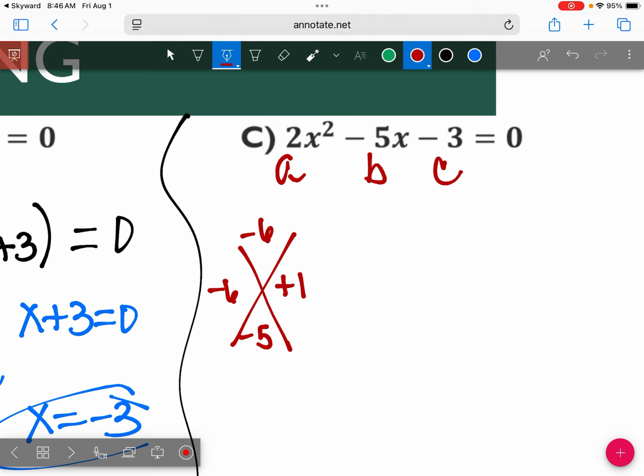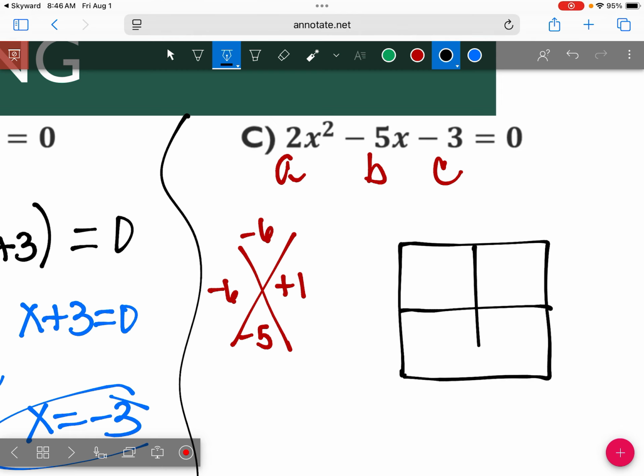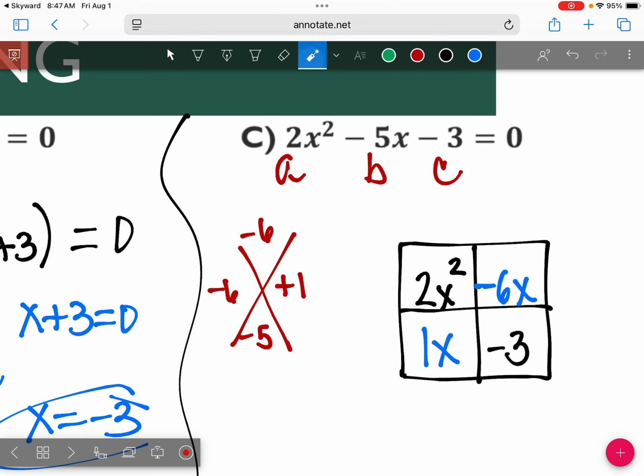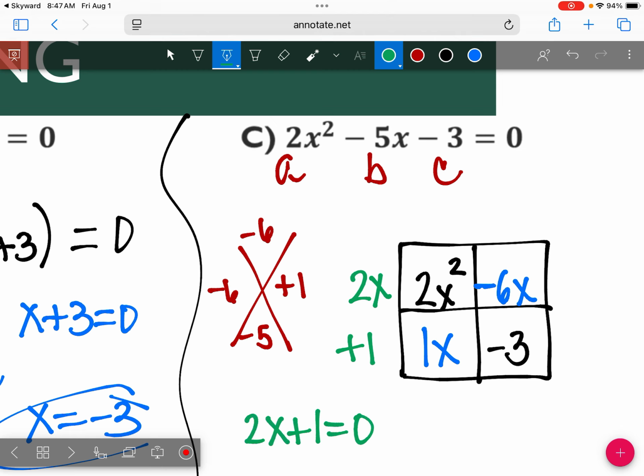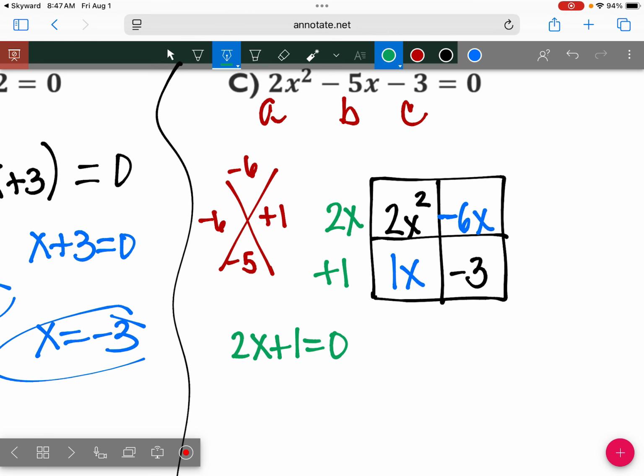Okay, so let's talk about the box first. If you do the box, the A goes here, the C goes here, no matter what. In the other two squares, you have your numbers that we found, and we add an X to it. Then we take out the GCF. So for the top row, I could take out a 2x. The bottom row, I can only take out a 1. So 2x plus 1 equals 0. That would be my first factor. And that's going to give me a fraction, negative 1/2.